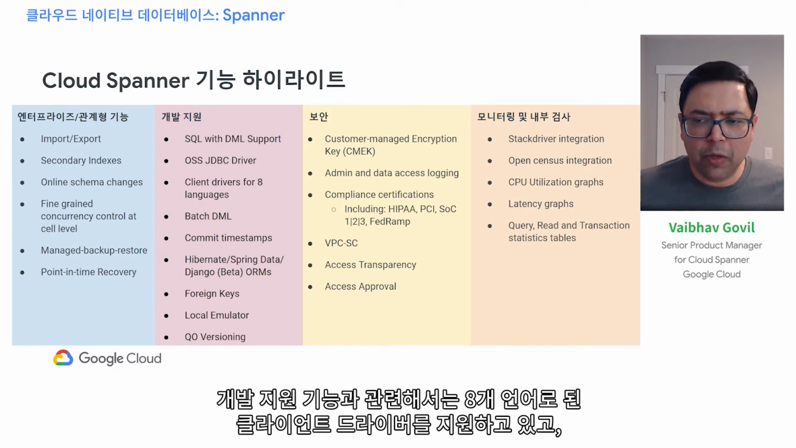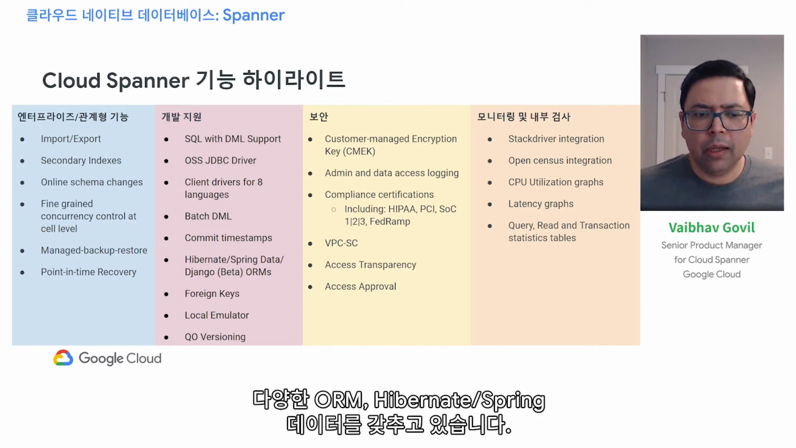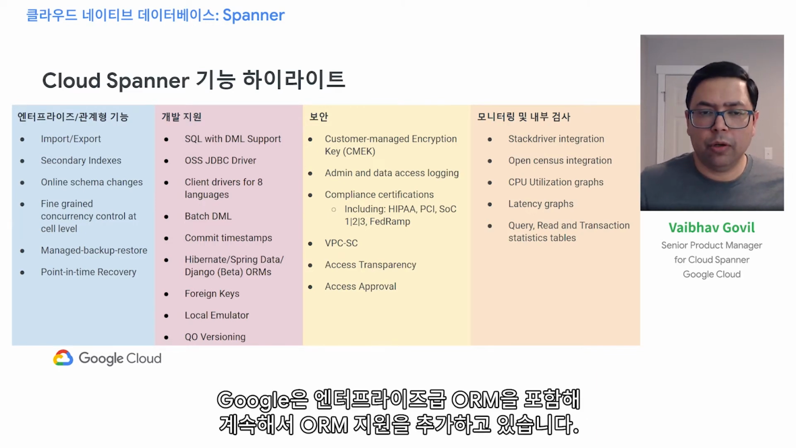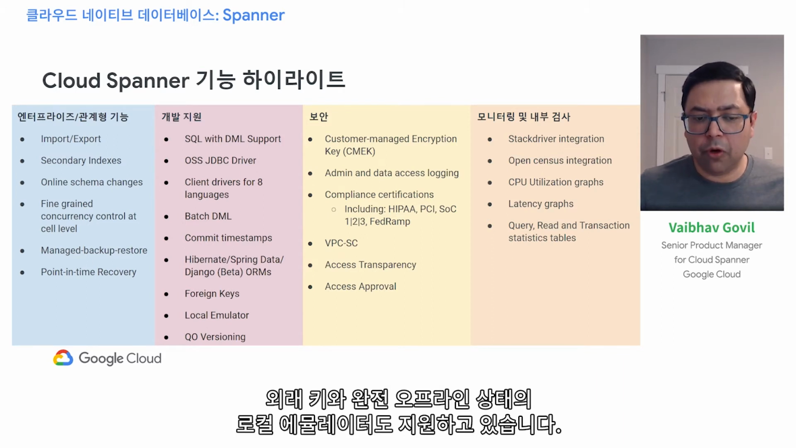In terms of programmability, we have 8 languages of client drivers. We have a number of ORMs: Hibernate, Spring Data, and we just launched Django in beta. We continue to add more ORMs, including Enterprise .NET ORM and some others which will be coming. We have foreign key support.